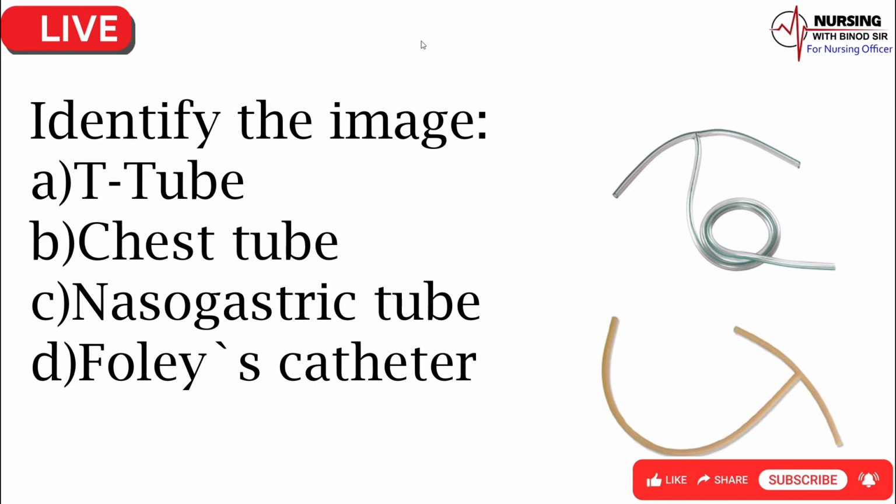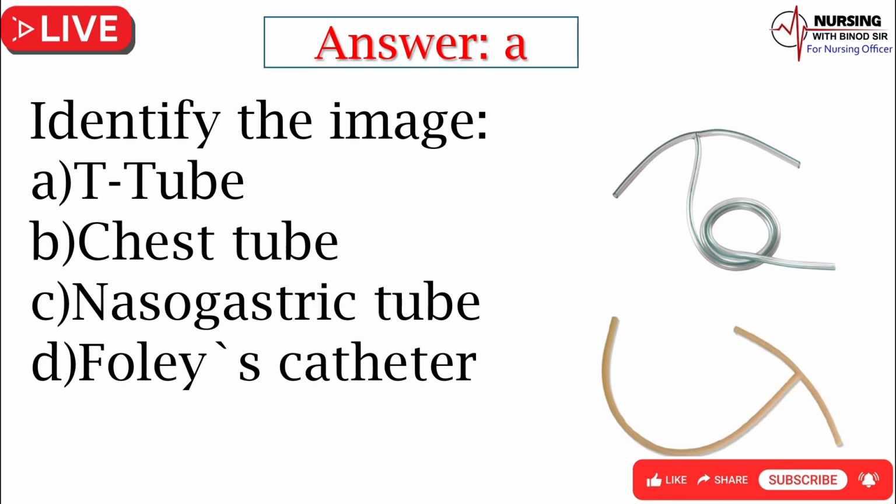Identify the image. A. T-tube. B. Chest tube. C. Nasogastric tube. D. Foley's catheter. The correct answer is A option, that is T-tube. Explanation. A T-tube is a medical device typically used in biliary surgery and postoperative care. It is shaped like the letter T and is inserted into the bile duct to drain bile after surgery or injury to the bile ducts.